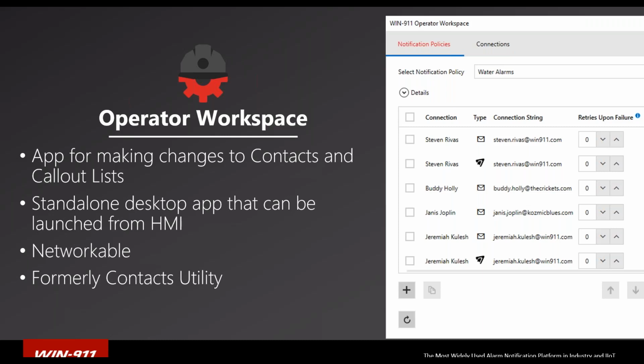You can run this utility from any system in your network as long as, of course, it has network access to WIN-911. So if you need to change a call-out order, just open this application real quick, make the change, save it, close it, and you can make these changes in a few seconds instead of going through the full workspace, which I know can be confusing to some operators that are not familiar with it.